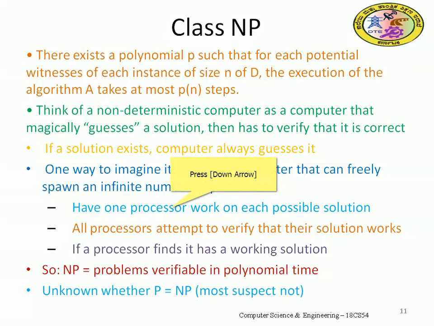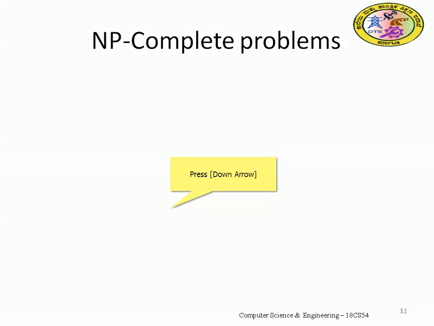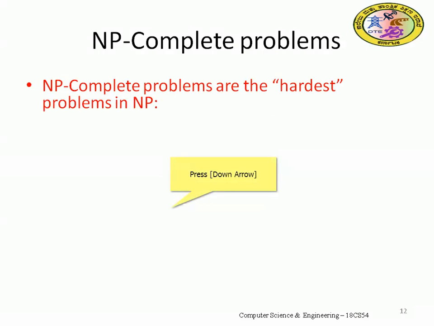So having seen this, it is unknown whether P is equal to NP. Most suspect not. Unknown whether P is equal to non-polynomial, most suspect not. So NP complete problems. We have seen the relation of P and NP, and we have seen the boundary of the solution space for the problem from the P side and also the NP side.